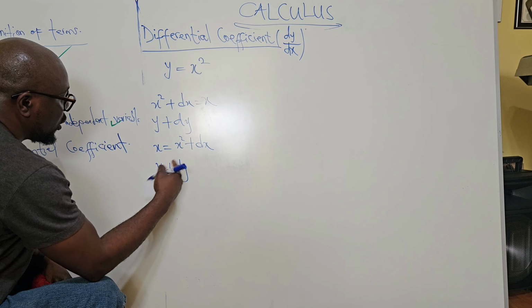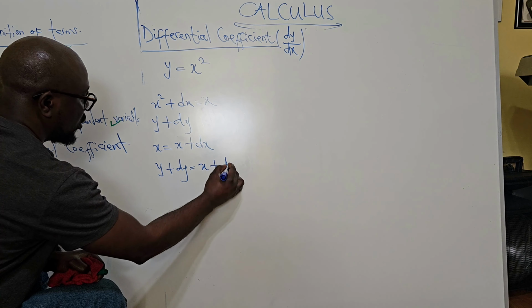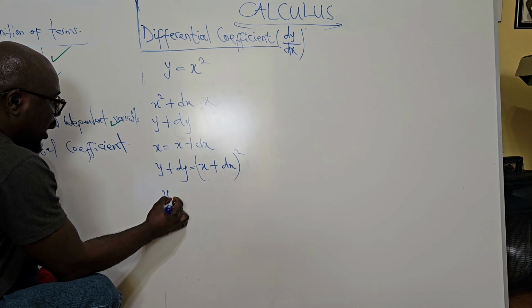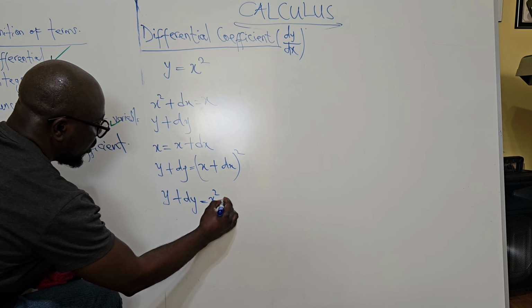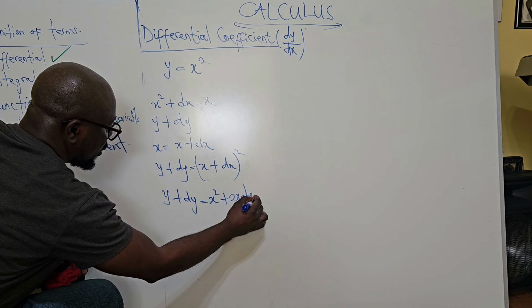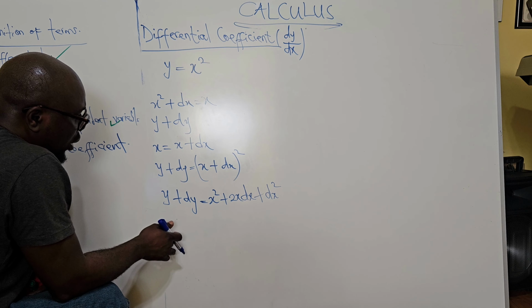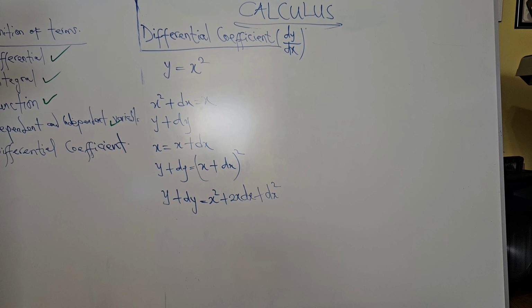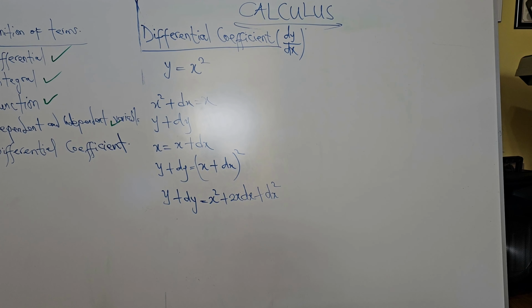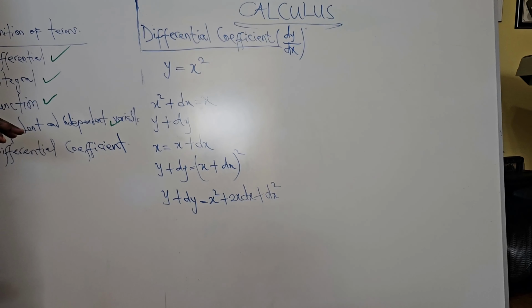So we can put that in the equation so that y has also changed to y plus dy, and instead of x squared we have x plus dx squared. So y plus dy is equal to, if you expand this bracket, x squared plus 2x dx plus dx squared. That's what you get if you expand it. But if you recall, we said earlier that a second order differential is very, very small, so this dx squared can really be made zero.